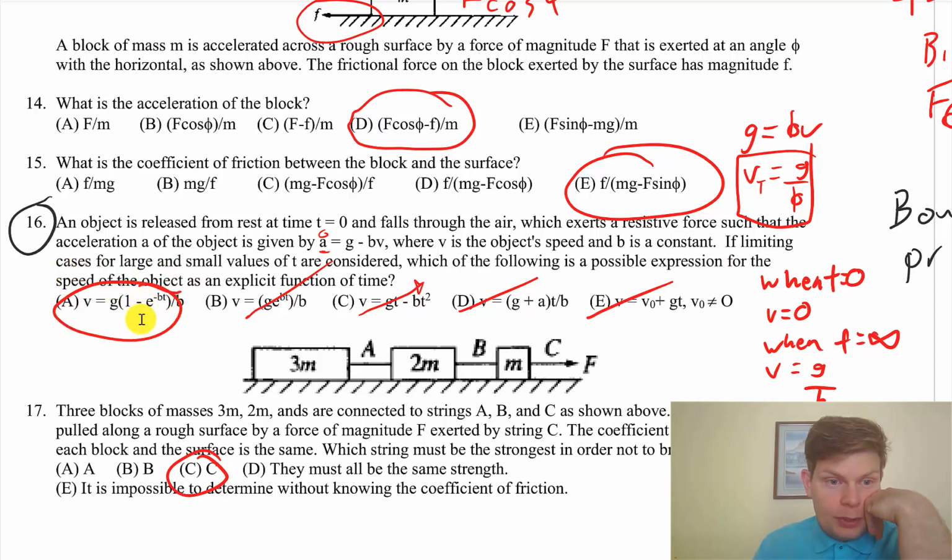But this guy totally does work. When time t equals 0, anything to the power of 0 is 1. 1 minus 1 is 0. So you got 0 times g over b, which is just 0. So it fits this condition.